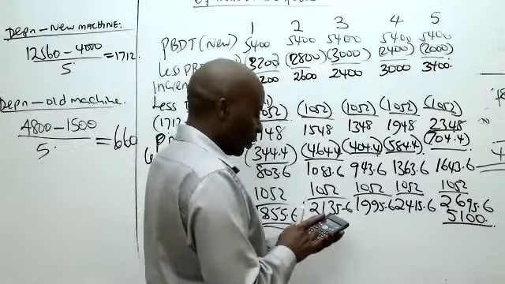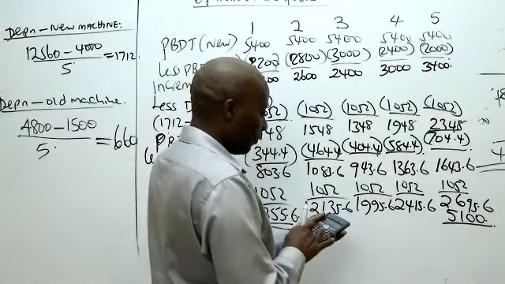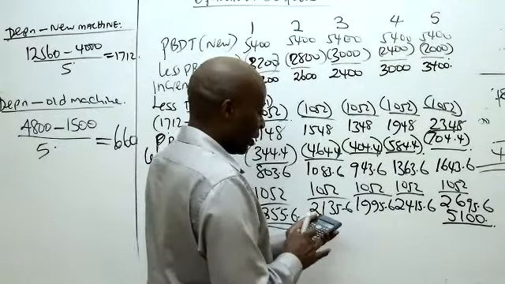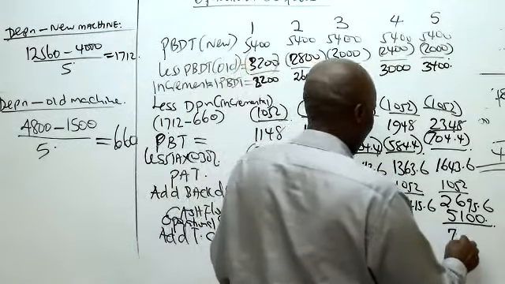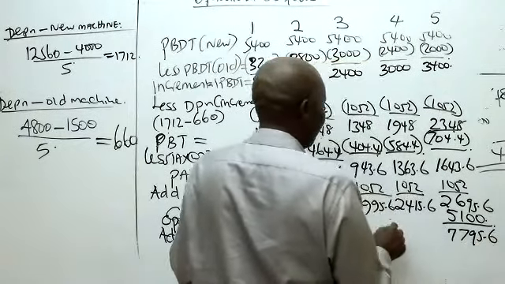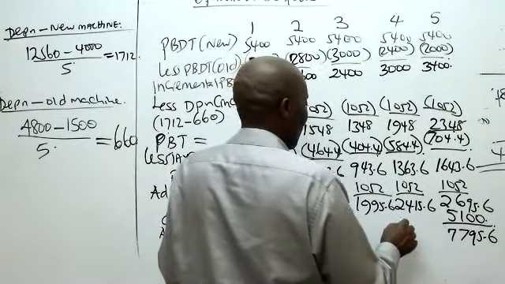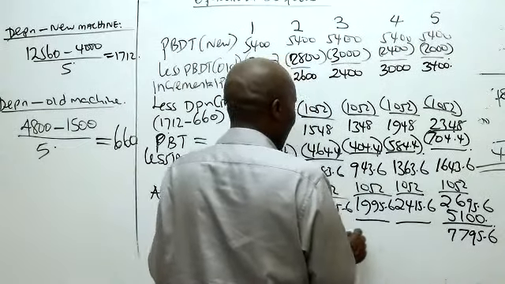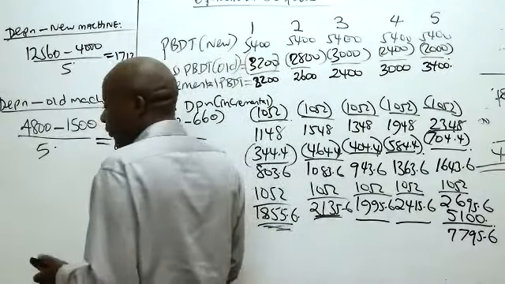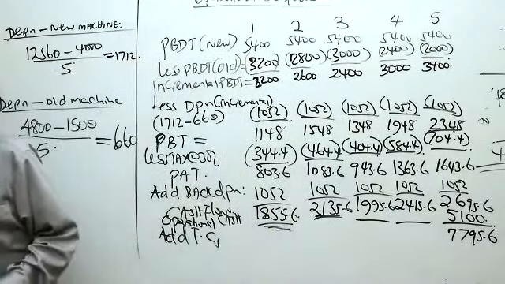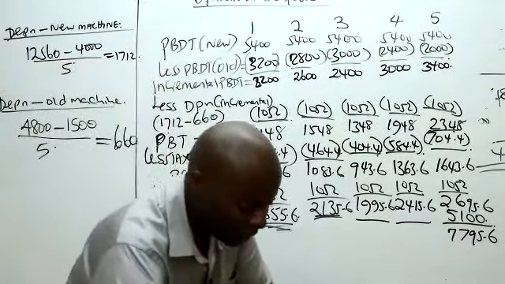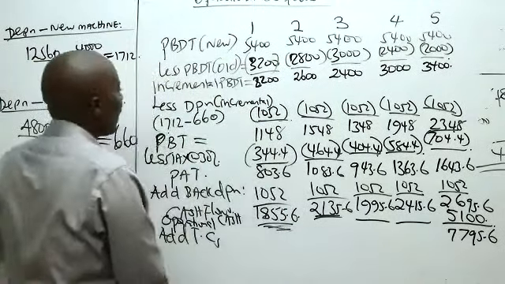So we have here 2695.6 plus 5,100, which will give us 7795.6. And then all the other figures will remain like that. Now, ladies and gentlemen, if that is the case, kindly come here and give us.